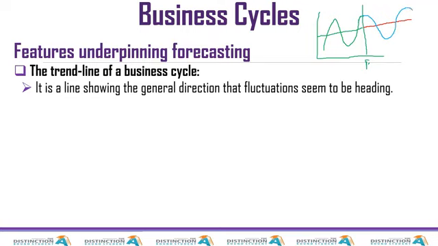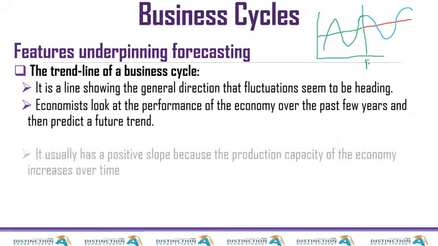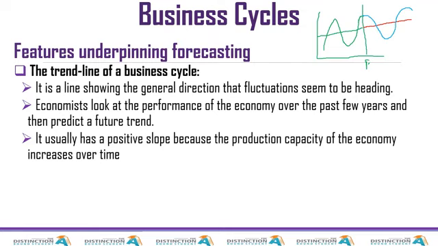You see? So the trend line is the easiest one to explain amongst these because, look at it. It is a line showing the general direction in which fluctuations seem to be heading. Economists look at the performance of the economy over the past few years and then predict a future trend. It usually has a positive slope, of course, because the production capacity of a country increases over time.